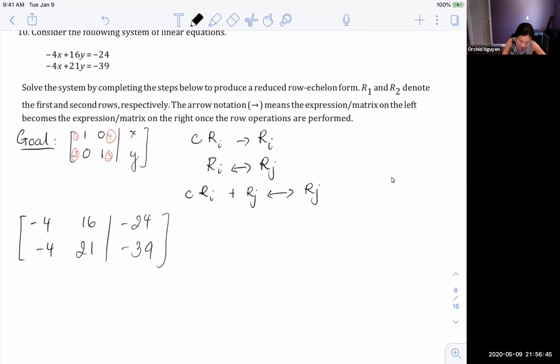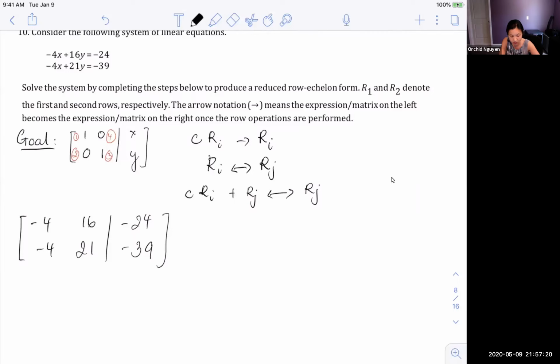Now, the goal here is to get the reduced row echelon form. So the diagonal has to be all 1s and everything else is 0. Those are the rules you can apply. The first one is you can multiply any constant to any row to get a new row. You can interchange Ri and Rj, so you can just switch them.